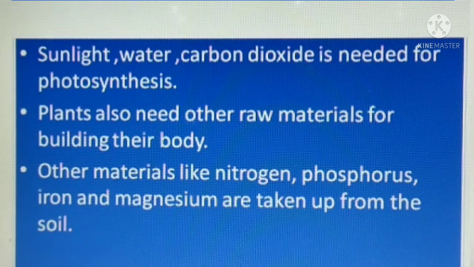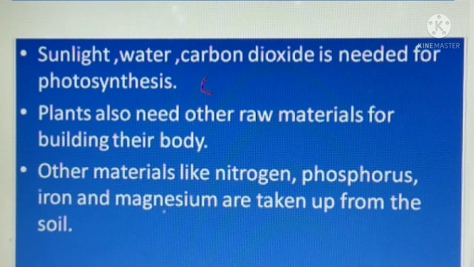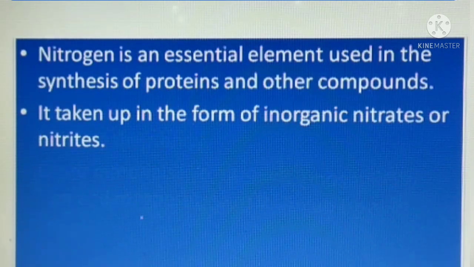So plants also need other raw materials for building up their body. With the help of photosynthesis, carbon dioxide is used to prepare what? Glucose, that is carbohydrate. So the plants also require what? Nitrogen, phosphorus, iron, magnesium for building up their body. So they are taking up the nitrogen, phosphorus, iron, magnesium from the soil. They are absorbing all these raw materials from the soil through roots.